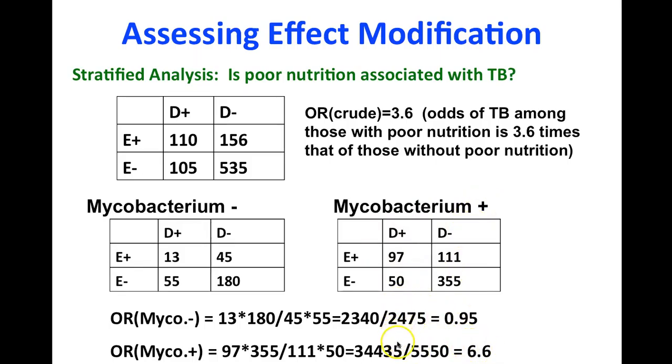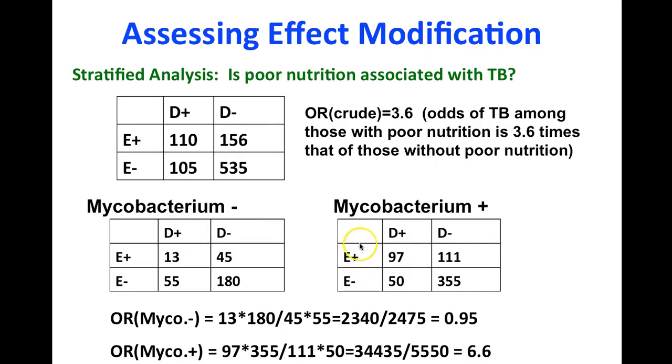These two are our stratum-specific odds ratios. What I did here is exactly what I did in Lab 1 and the previous lab from last week regarding confounding. I looked at the main exposure and disease association between poor nutrition and TB, but I only did it among those people who did not have the mycobacterium. Mycobacterium is the effect modifier.